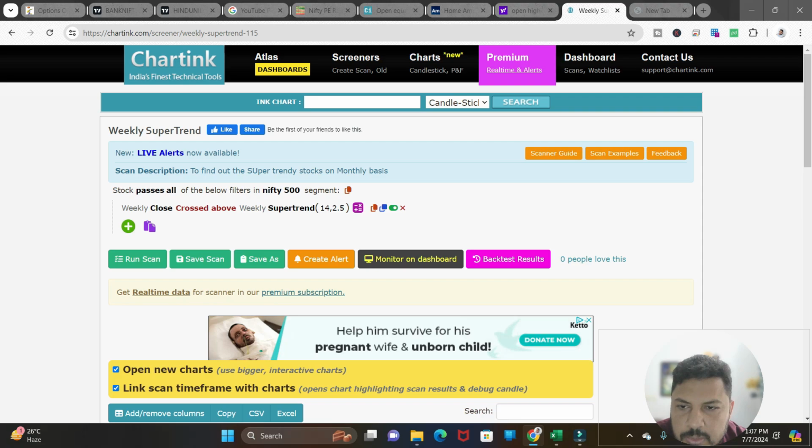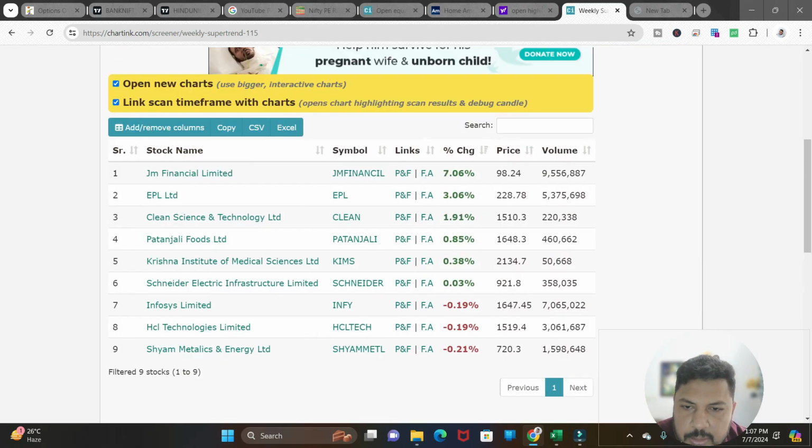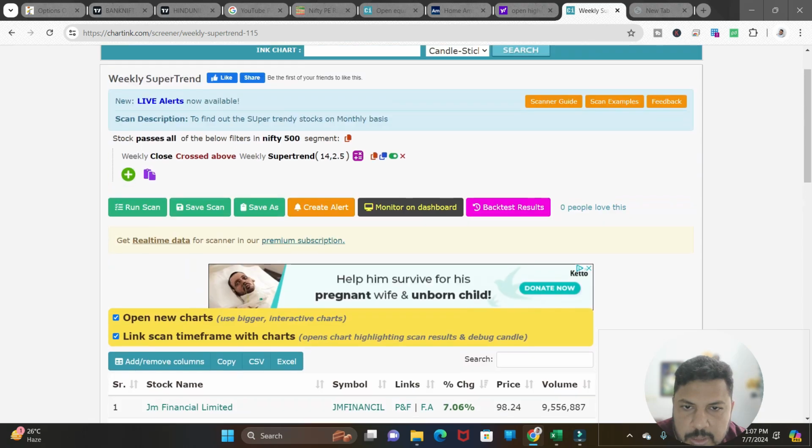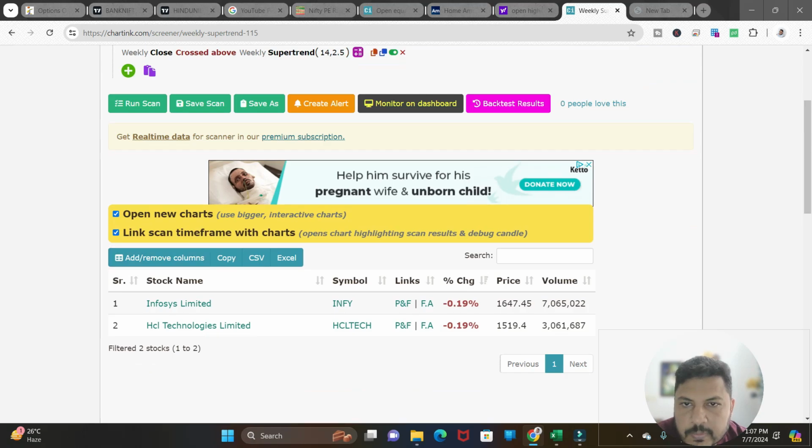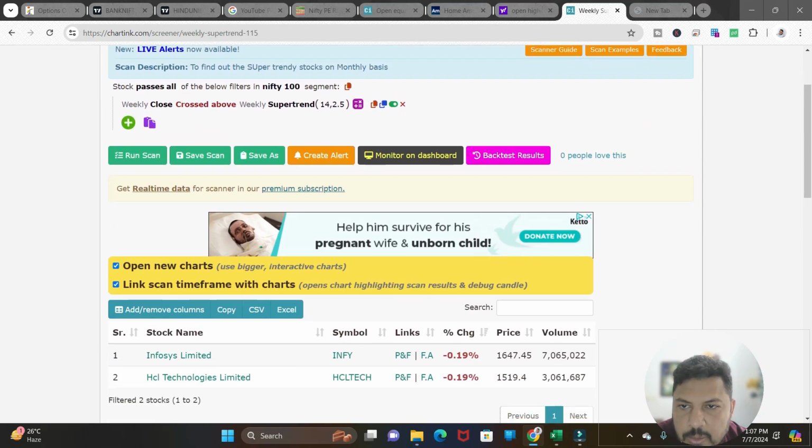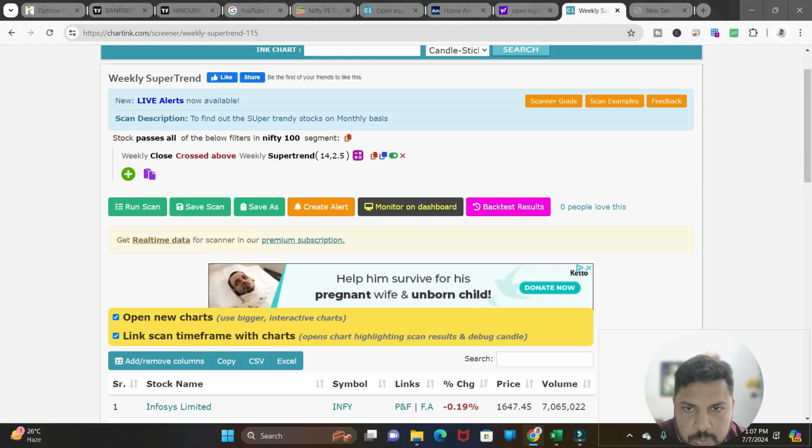Okay, so I'm doing this condition on Nifty 500 stocks with a super trend of 14, 2.5. So why Nifty 500? These are the best stocks which you can get basis the fundamentals, so your fundamental analysis is taken care of. If you choose stocks from Nifty 100, these will be the best stocks with proper fundamental analysis. So there is a weekly close above the weekly super trend 14, 2.5. Infosys and HCL, two are appearing here.